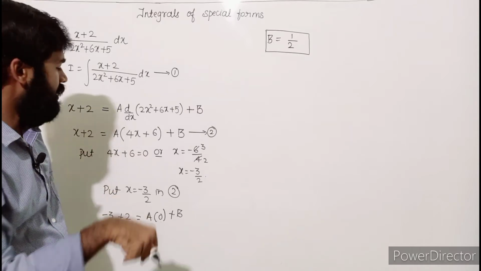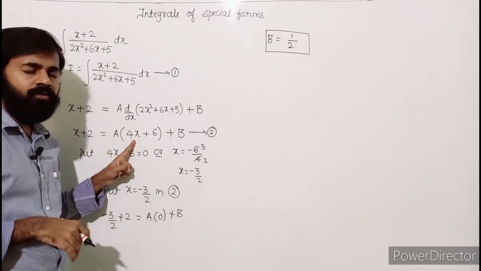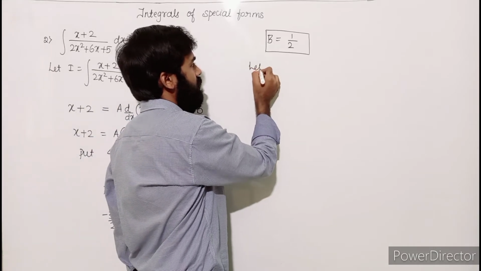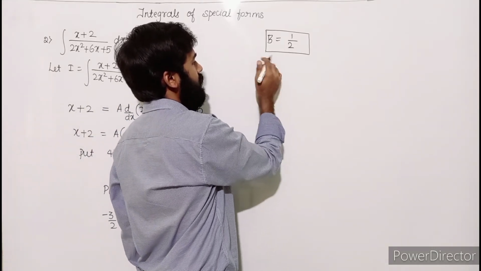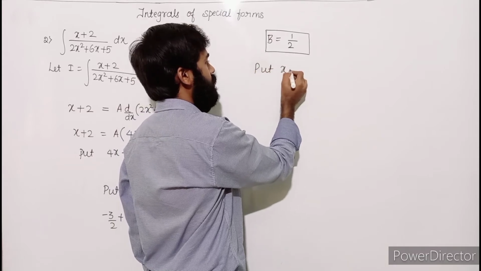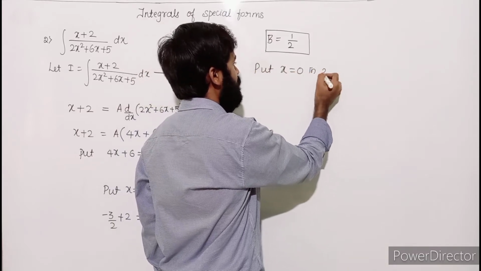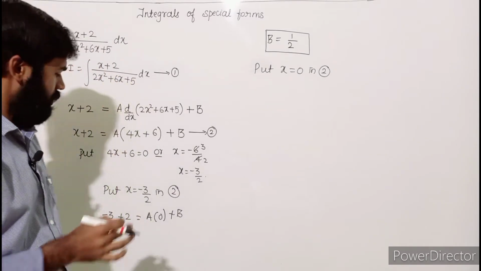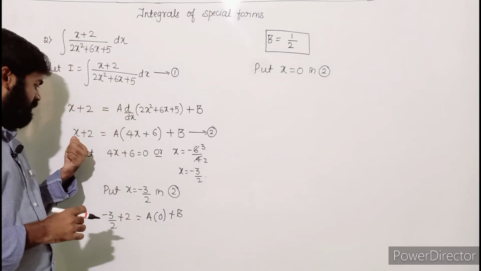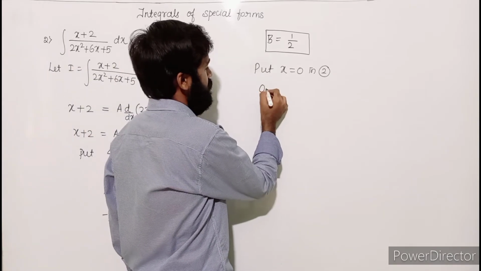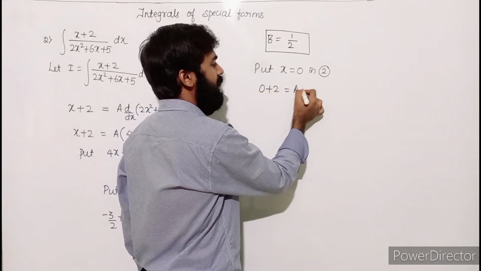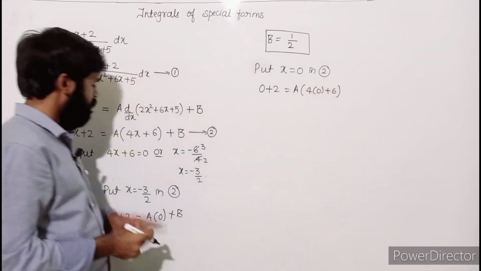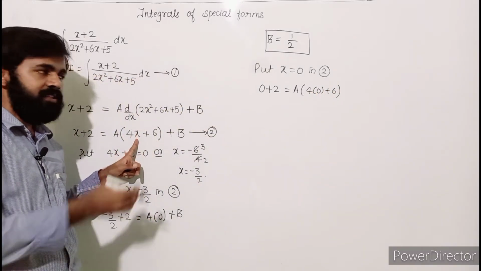Now to find the value of a, you substitute any other value of x. Let us put x equals 0 in equation 2. You can substitute any value of x you want. Okay, I will substitute x equal to 0. 0 plus 2 equals a into 4x plus 6, right? The x value is 0, right?